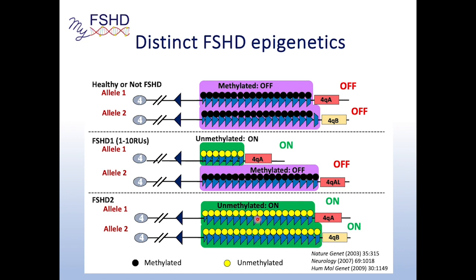Now, in FSHD2, you still have a healthy, non-FSHD-size repeat array on both of your chromosome 4s, so the signal that says turn me off is still there, but the off switch is broken. That's due to mutations in other genes that regulate the epigenetic status of the region, and because the off switch is broken, both alleles of chromosome 4 are epigenetically dysregulated. So methylated is not FSHD, unmethylated is FSHD1, and unmethylated is FSHD2.